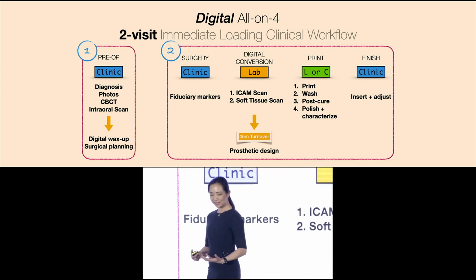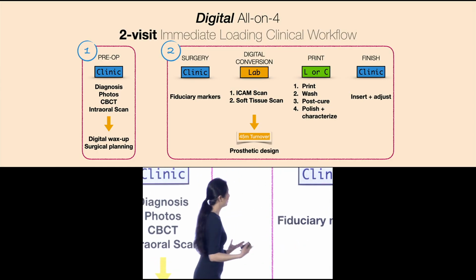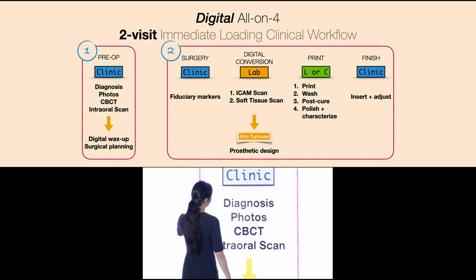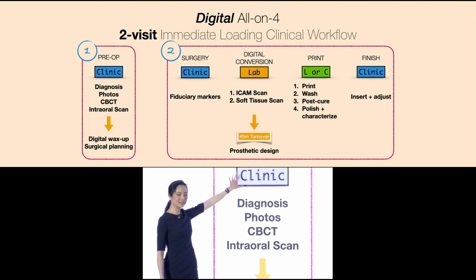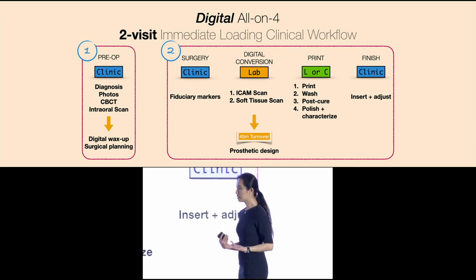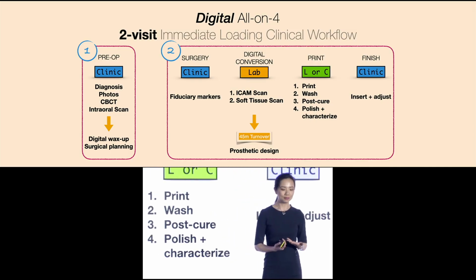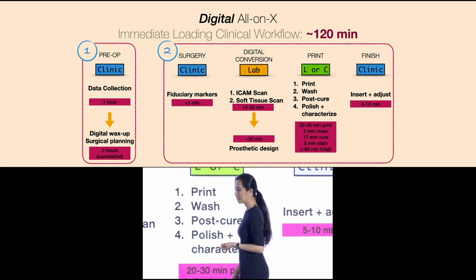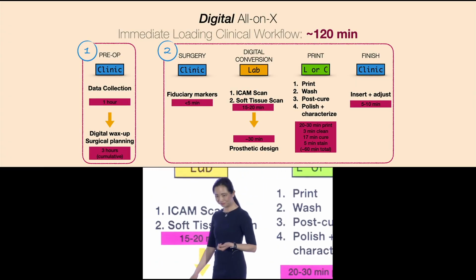So this is the part that I really wanted to get to, which is the 2-visit immediate loading clinical workflow. Visit 1. The entire focus is on making sure that the patient's the right candidate, you get all the technical data put together, and send it off for a digital wax-up and start surgical planning. Visit 2 is where you start with a surgery, then you do the digital conversion, and either the lab or the clinic can print the restoration, depending on who has the printer, and you finish, insert and adjust. So on this level, it looks a lot like the conventional workflow. However, when you look at the time assigned to each step, you're saving a lot of time.